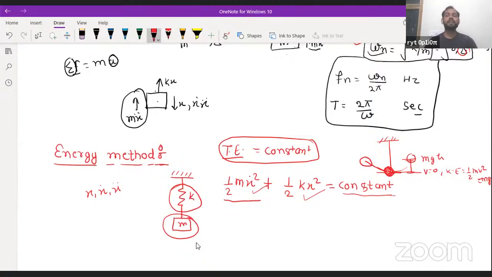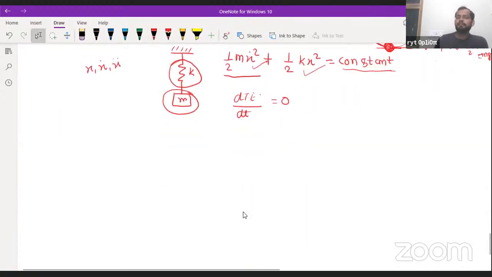So with this method also we can derive the equation of motion. How can we derive it? For that we will differentiate the total energy with respect to time. When we differentiate the total energy with respect to time, we will get the equation of motion. See here. When you differentiate, half m is constant, the differentiation of x dot square gives 2 x dot, and when you differentiate x dot with respect to time, you get the acceleration, plus half k is constant. What is the differentiation of x square? You will get 2x, and the differentiation of x is nothing but x dot.